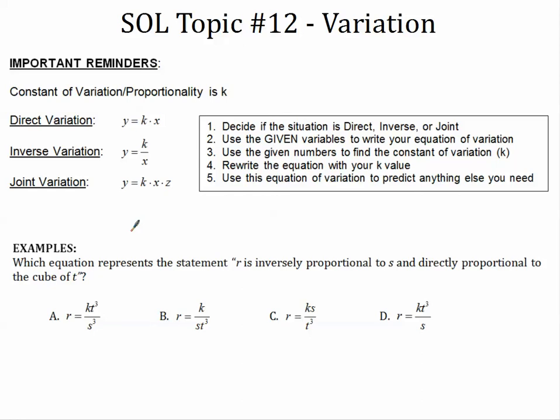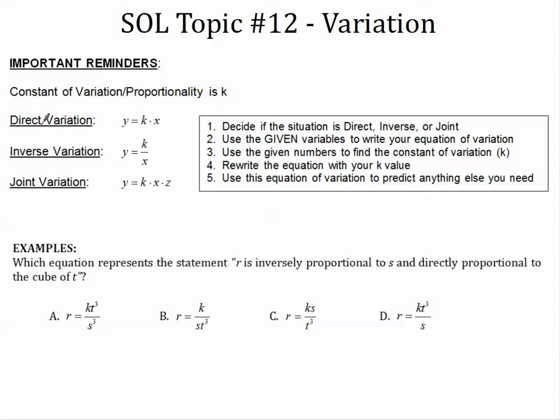And here we are in SOL topic number 12 on variation. Let's give some important reminders. The constant of variation, sometimes called the constant of proportionality, is K. That's the letter that we use for that. We have three types of variation that we study.